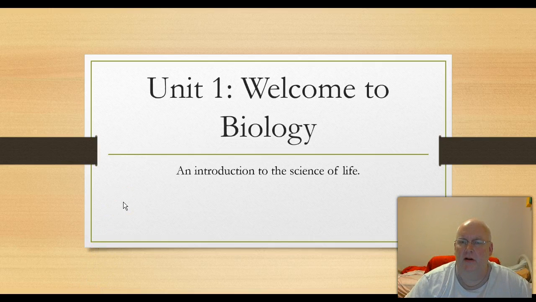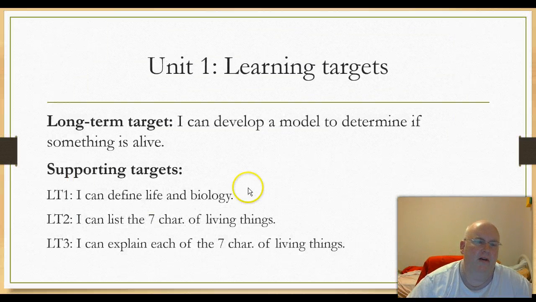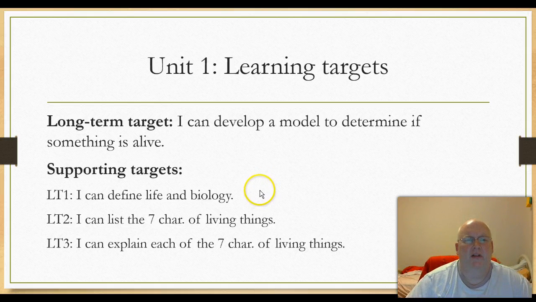So a good place to start in any science class, particularly biology, is talking about what science is. So let's take a look at some learning targets. We're going to have one long-term learning target, and it says I can develop a model to determine if something is alive. And we're going to talk more about models in class. We're going to work with some models, and then eventually we're going to get you to make some models.